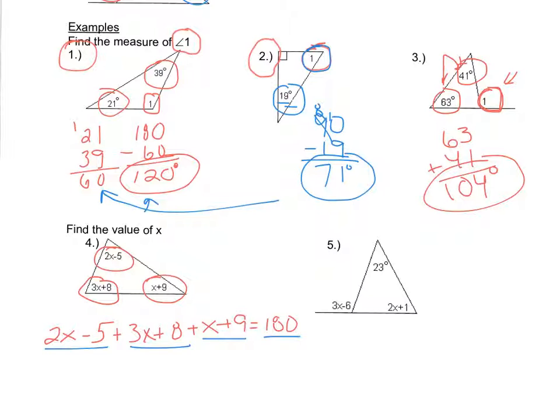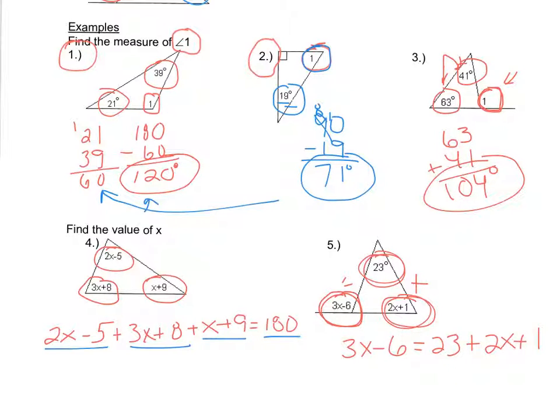So next, if we're looking at number 5, again, we're working with our exterior angle theorem, and we know this guy equals this plus this. So that's exactly how we want to write our equation. A way that you can visualize this is this exterior angle equals this plus this. So 3x minus 6 equals 23 plus 2x plus 1. Go ahead, solve this equation, and you are going to tell me what you get for this.